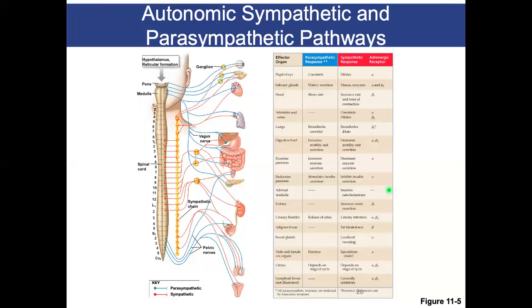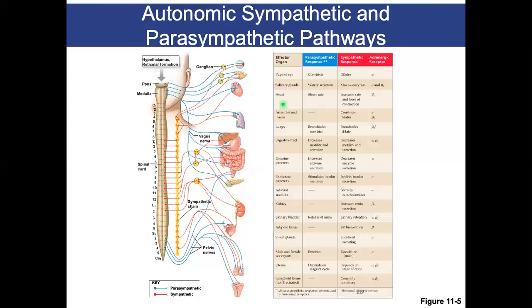Take a look at the different types of organs. I put this in here because in your professional programs, you're going to have to know it in a little bit more depth. So here's your effector organ, right? Here is your sympathetic response and the adrenergic receptor. There's actually alpha adrenergic receptors, beta adrenergic receptors, and to make it more complicated, there's alpha 1, beta 1, alpha 2 and beta 2. And then there's a parasympathetic response.